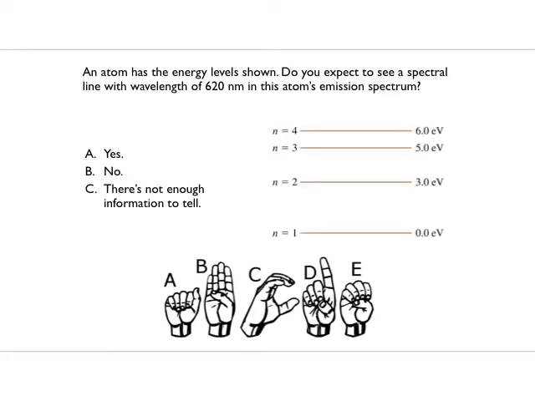An atom has the energy levels shown. Do you expect to see a spectral line with a wavelength of 620 nanometers in this atom's emission spectrum? Think about it. I'll be back.